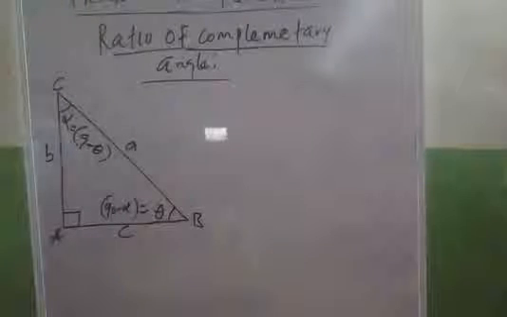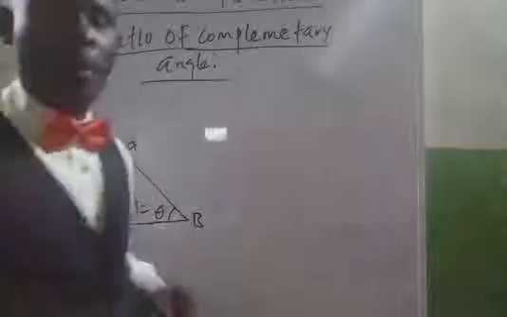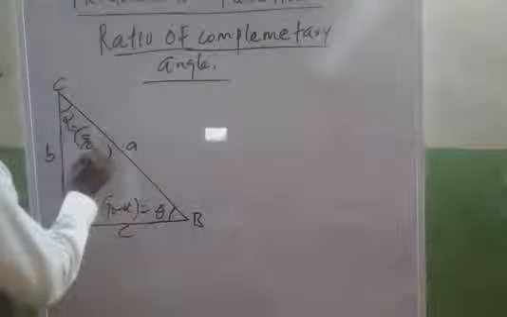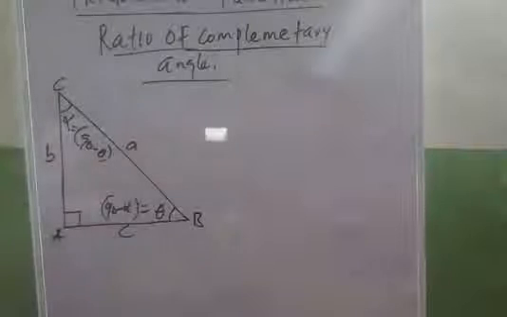Now we are going to be looking at the ratio of complementary angles. What are complementary angles? Two angles added together to give you 90 degrees are called complementary angles. If two angles are added together to give you 180, it is called supplementary angles. So now we are going to be considering the ratio of complementary angles.